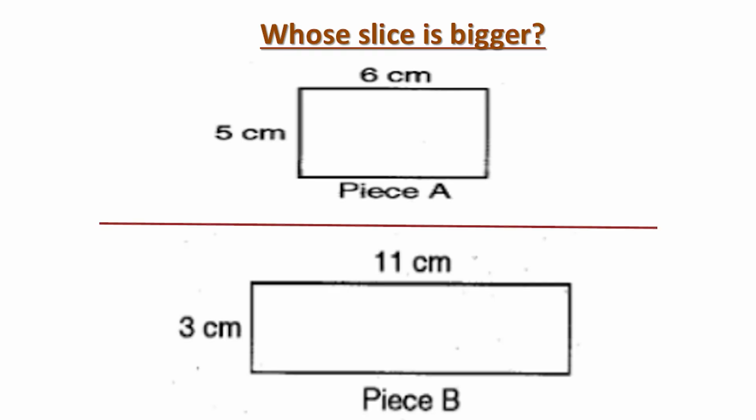Parth and Ginny bought aam papad, dry mango slice, from a shop. Parth bought aam papad which looked like piece A and Ginny bought aam papad which looked like piece B. Parth and Ginny could not make out whose piece was bigger. Can you suggest some method to find whose piece is bigger?